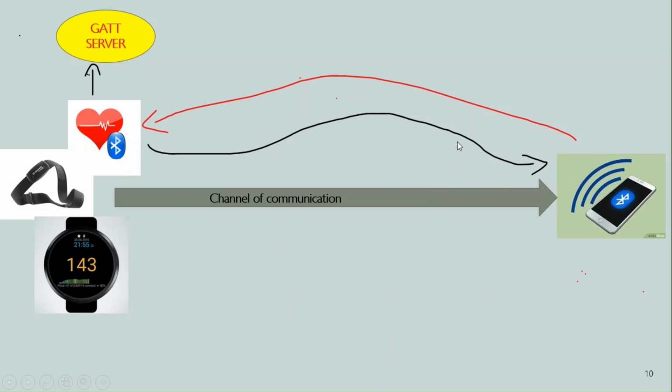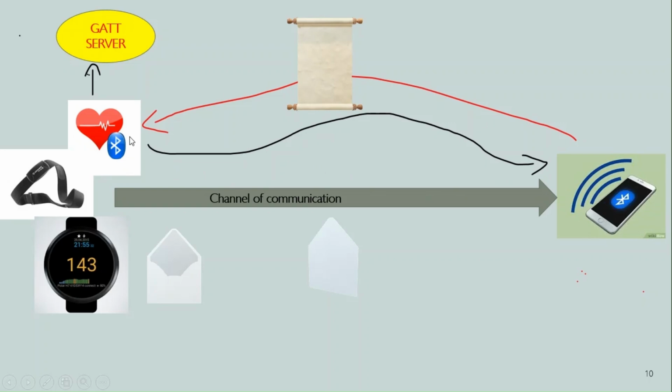Now what happens? Once the connection is established, obviously information is exchanged between the two devices. Okay, so one will act as a client and one will act as a server. In this case, these BLE devices are acting as a server because they are providing information to this Android phone, and this Android phone acts as a client because it is receiving information from these BLE devices.